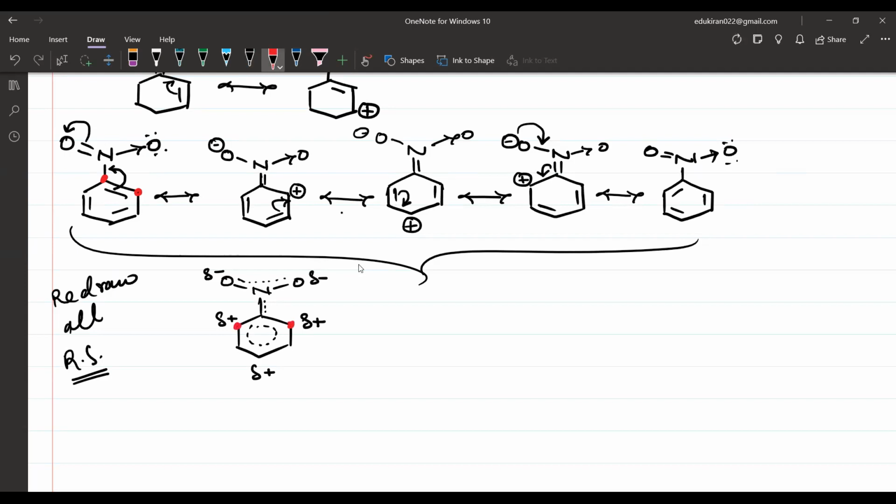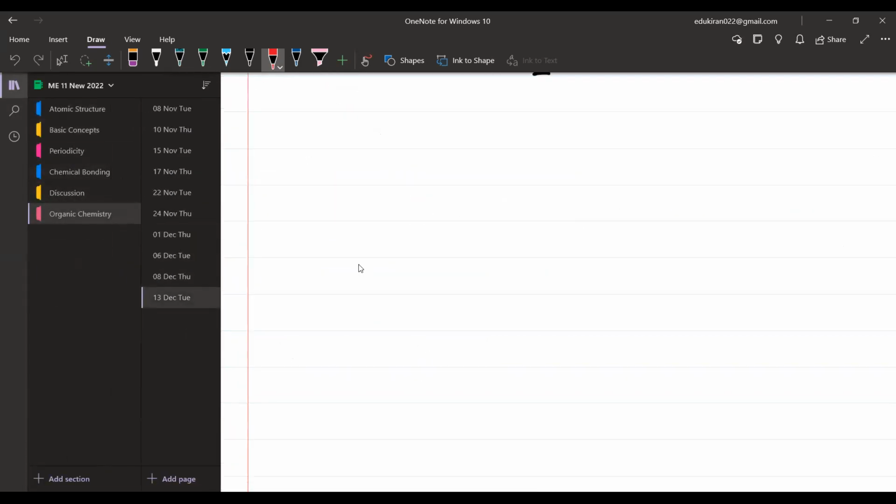The ortho and the para position are getting delta positive. That means there is a decrease in electron density at the ortho and para position. So mesomeric effect can only have effect on ortho and para position. Okay. So if you have plus M effect, it is going to increase the electron density at ortho and para. And if you have minus M effect, it is going to decrease the electron density at ortho and para position. But it does not have any influence on the meta position. Okay. So I'm going to write the conclusion here because you already have the resonating structures.